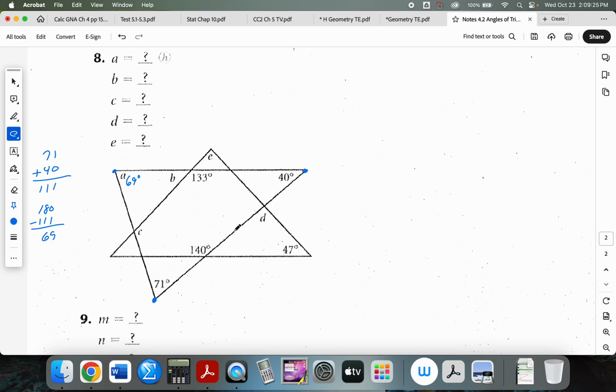Finding angle B should be really simple for you at this point. We've been doing this off and on since the second unit of the year. What kind of angles, somebody raise your hand and tell me please, what kind of angles are the B and this 133?